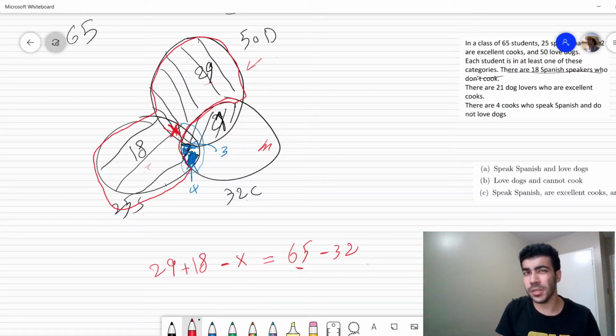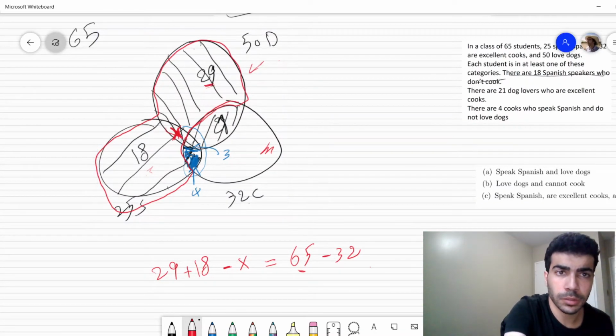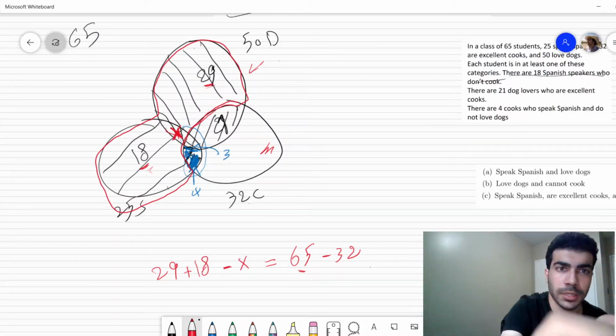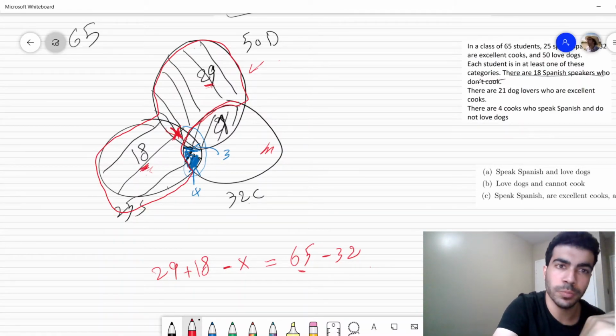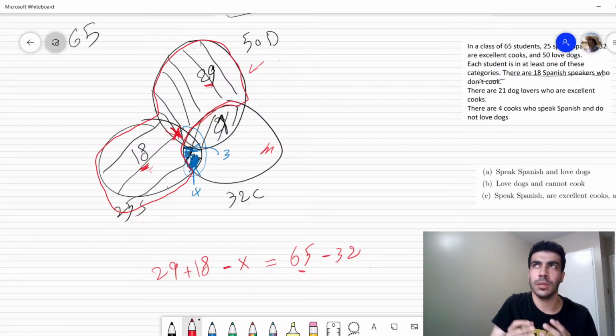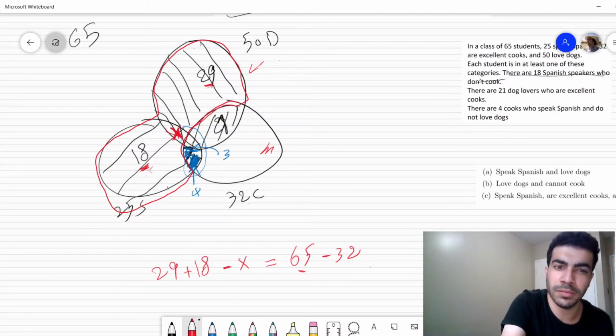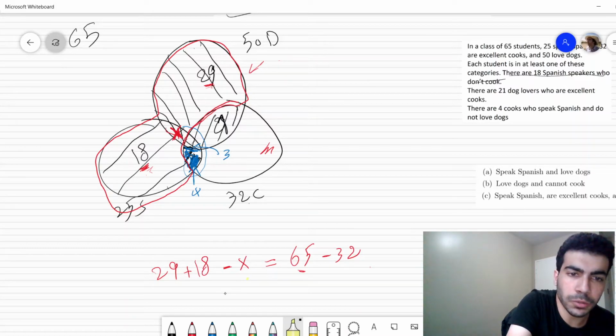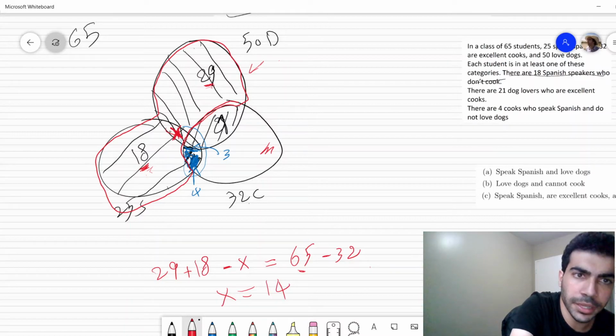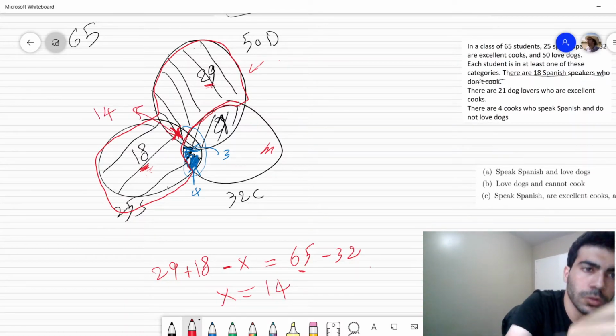And we also know that this area could be this group plus this group. However, this area X is covered once in this group and covered another time in this group, so you don't really need to add it twice. Hence, you have this minus x here. I know this is a little bit tricky, but you probably need to pause for a second and think about it. Now, if you solve this equation, you find that x is equal to 14. So this area here is equal to 14.